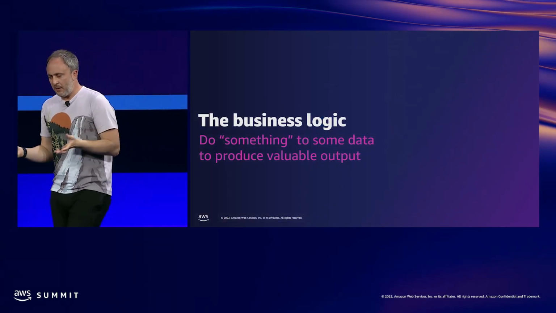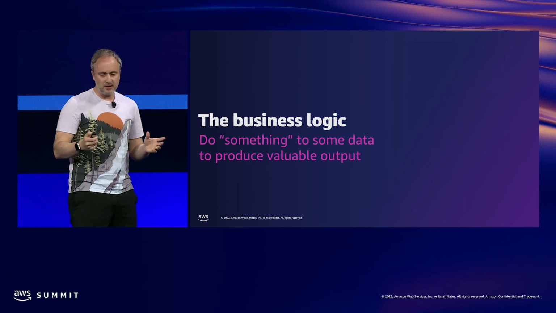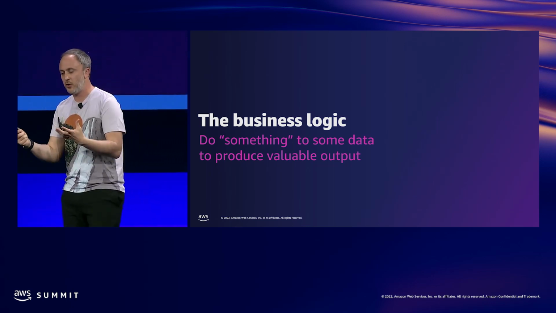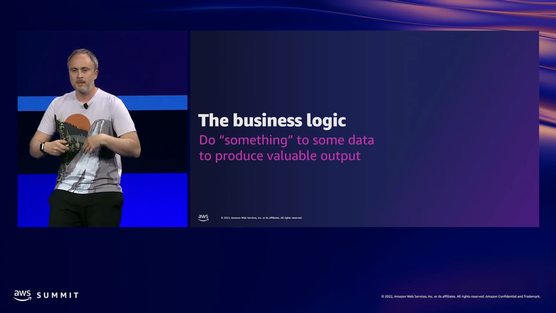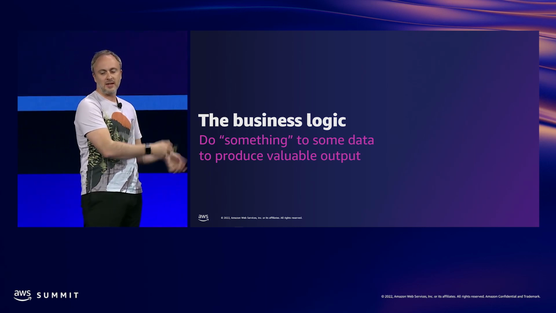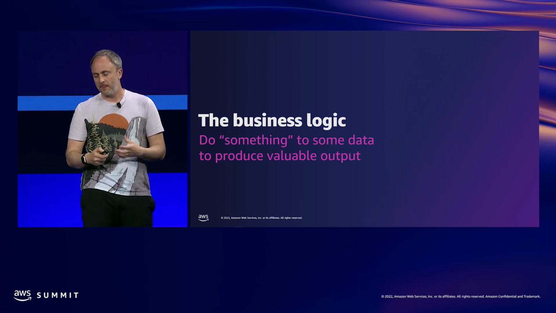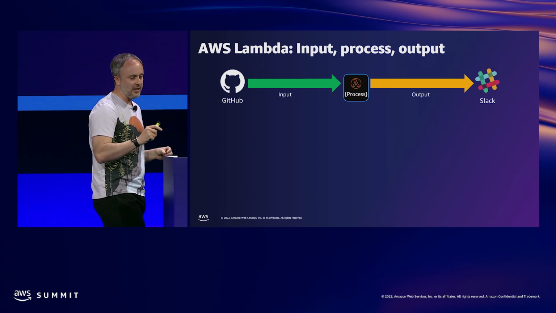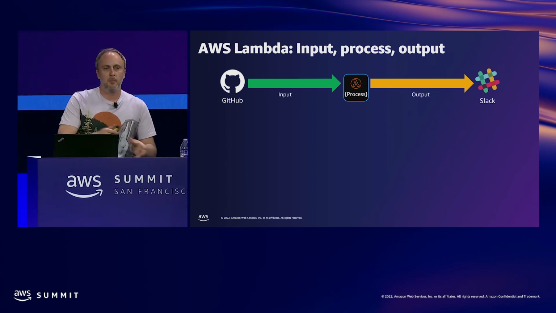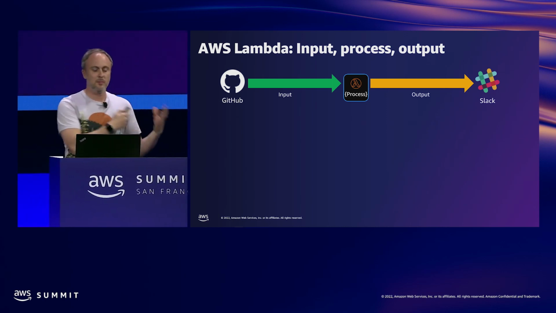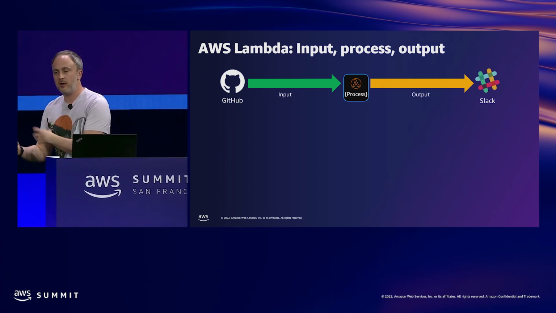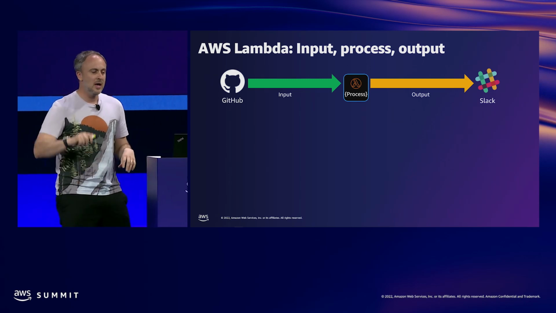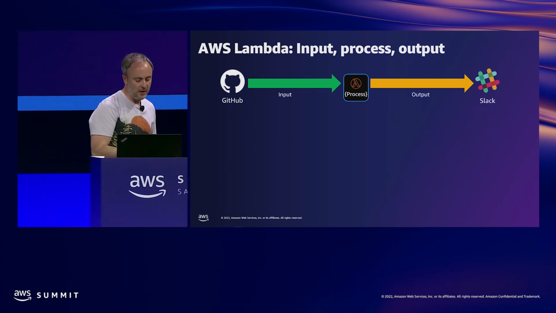So what actually just happened? How did that work? Where's the business logic? The business logic is loosely referred to as code, but really it's not just code. It's about doing something to some data to produce a valuable output. That's your business logic. And with Lambda, something that doesn't change is this concept of input, process, and output. I still need an input for my Lambda function. It still has to run a transform or some sort of compute, some process on that input, and it still has to return some sort of output.